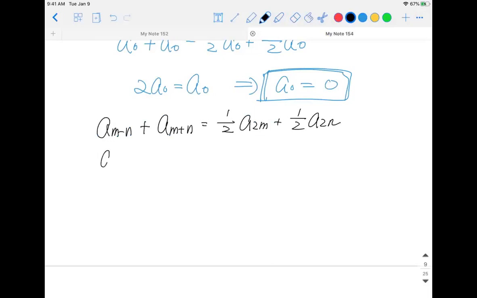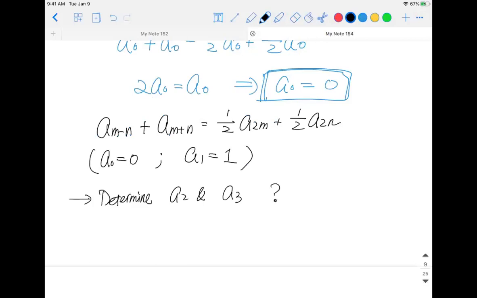Now I already have A0 equals 0, and A1 equals 1, which is a condition given by the question. With all of this, the question asks to determine A2 and A3. Let's have a look. How are we going to solve this problem? First of all, this problem falls into our two big categories: either determine a certain term in the sequence, or determine the sum. This question doesn't ask for the sum. A2 and A3 are a certain item in the sequence. So how to determine A2 and A3?